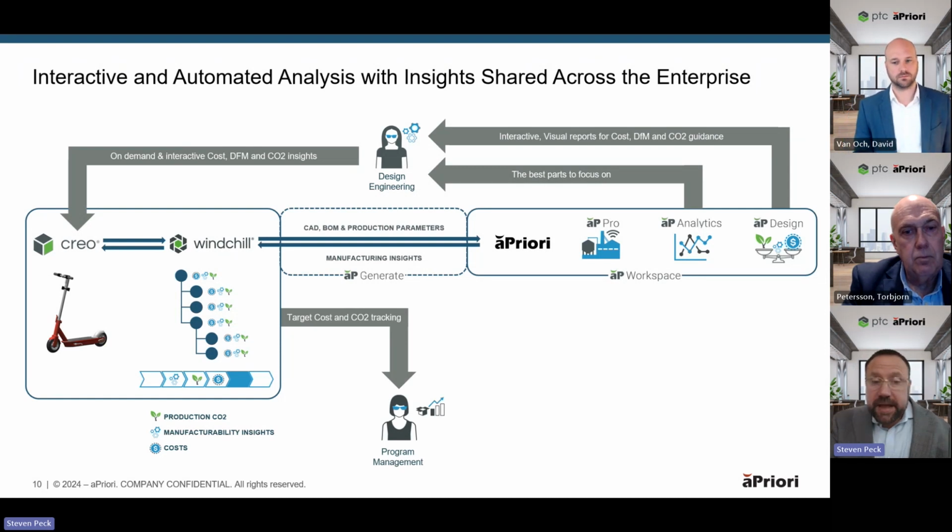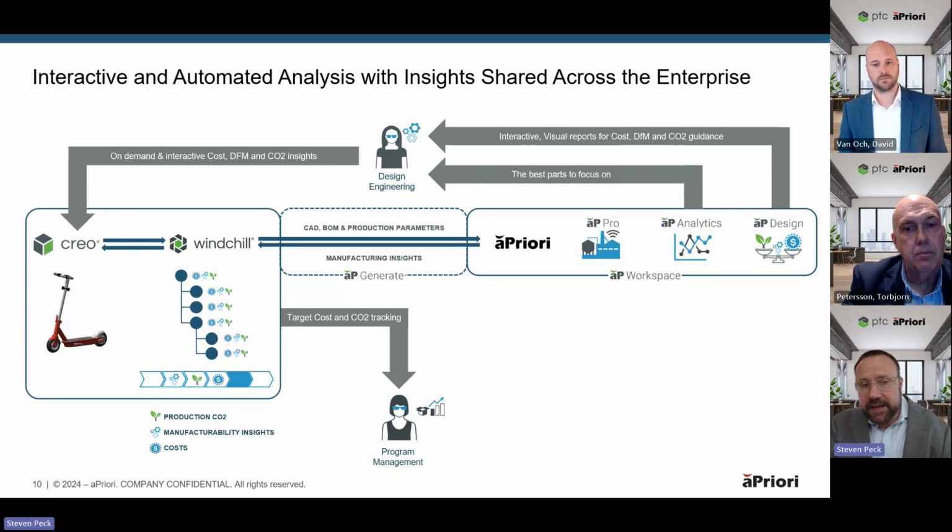The program management, by being able to have this visibility to cost and CO2, understand where you stand at a given milestone in the development process, you can make corrective actions as necessary to ensure that you're hitting targets.